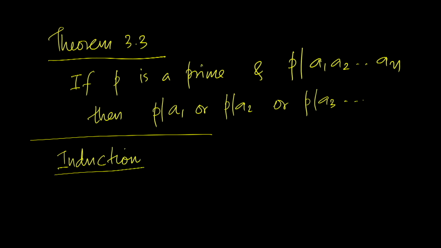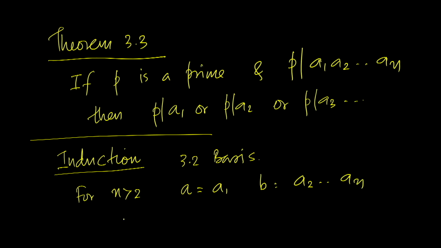The previous theorem, theorem 3.2, will form the basis. For n greater than 2, let a equal a1 and b equal a2 through an in that theorem. Then we have that either p divides a1 or p divides b, which is a2 through an. Now, by induction hypothesis, if p divides a2 through an, since it is a product of a smaller number of integers, we can say in this case p divides a2, p divides a3 and so on. Therefore, putting together we have either p divides a1 or p divides a2 and so on, and the theorem follows.